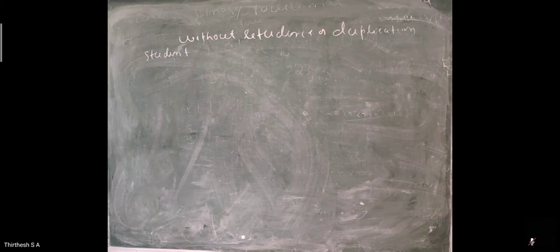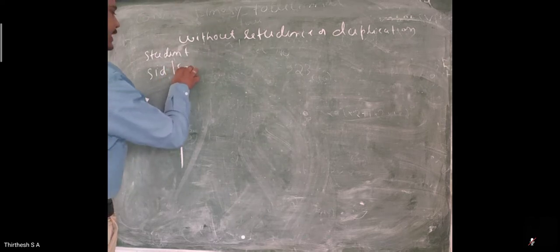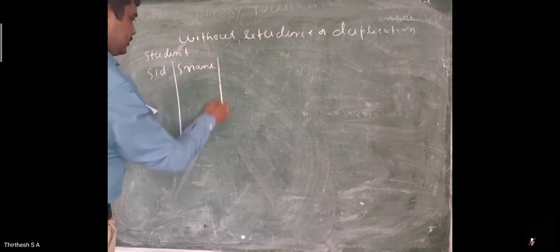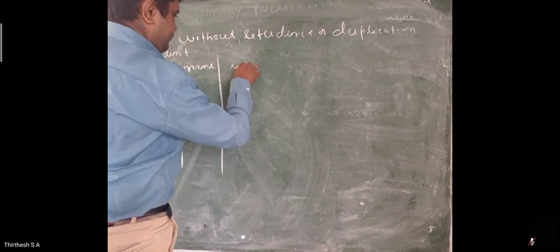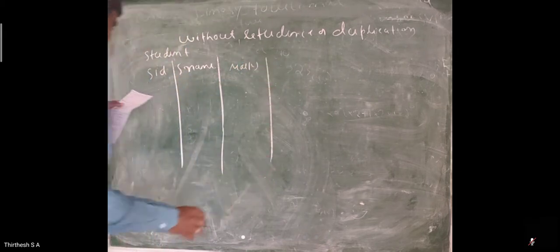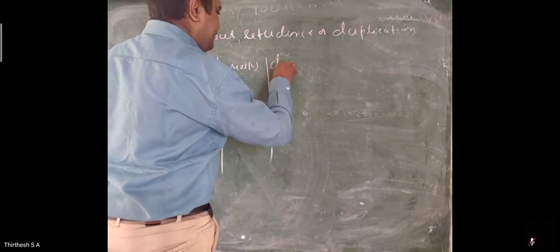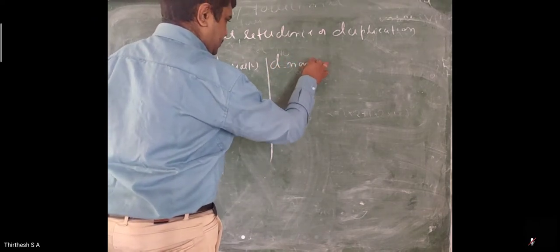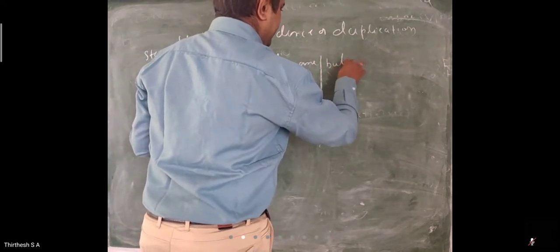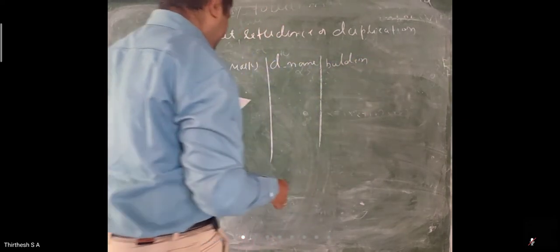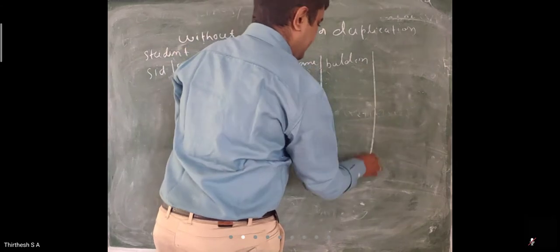For example, say you have a student table called student. It consists of different attributes like student ID, student name, marks, department name, building, and room number.